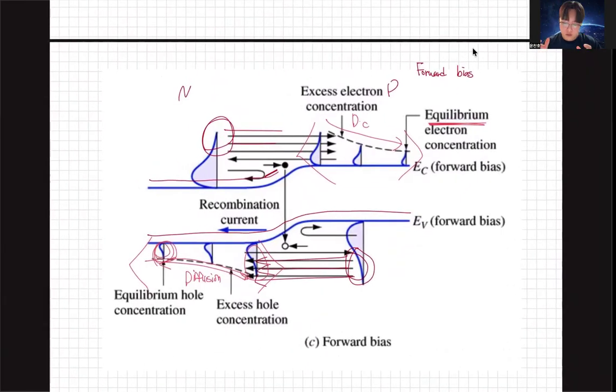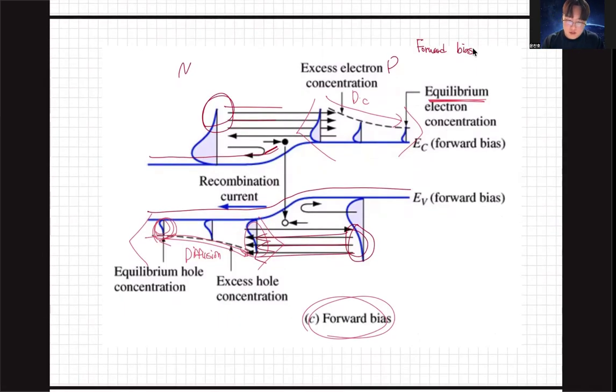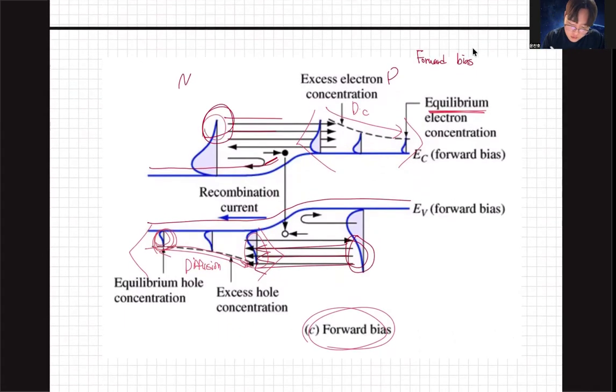We have to know the diffusion current. There is diffusion in forward bias, and the electron and hole can move to the other space.